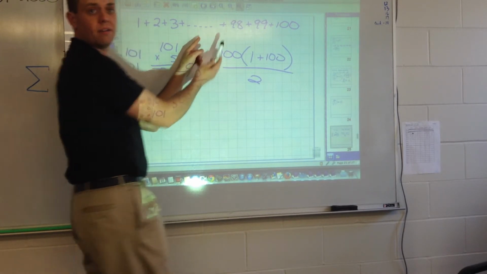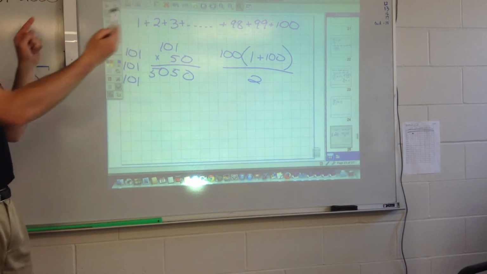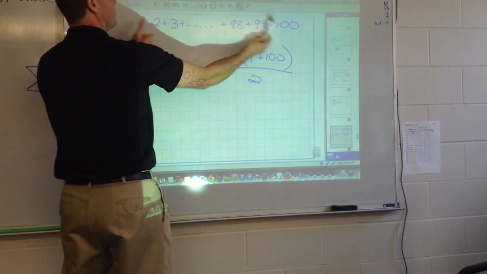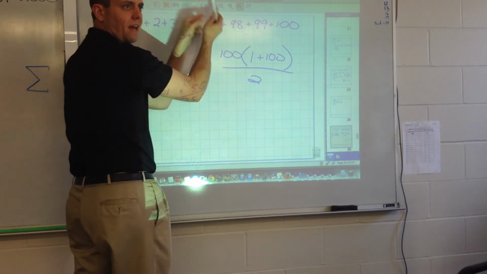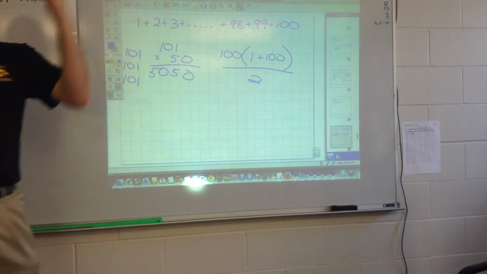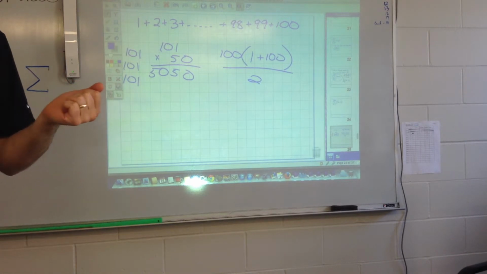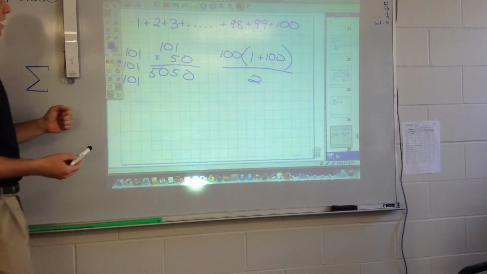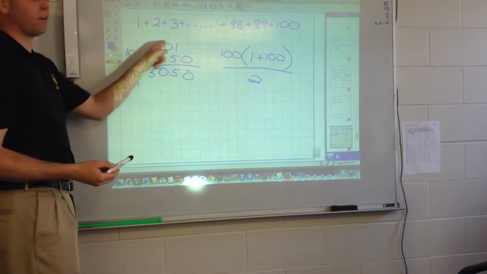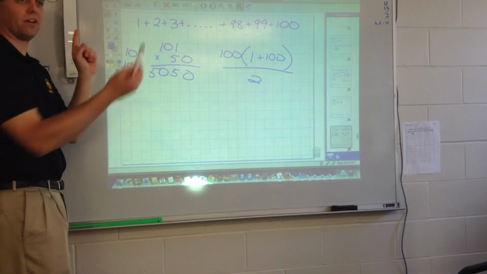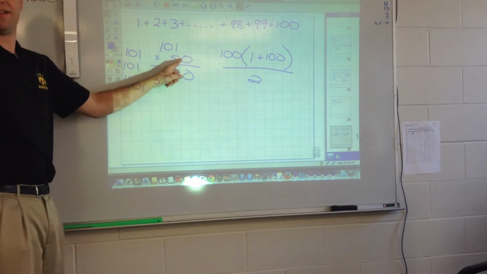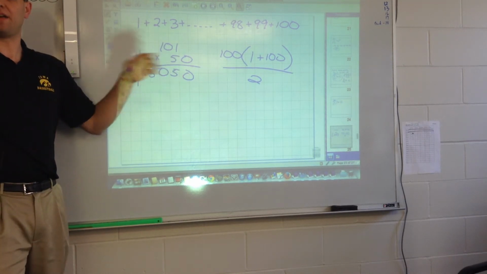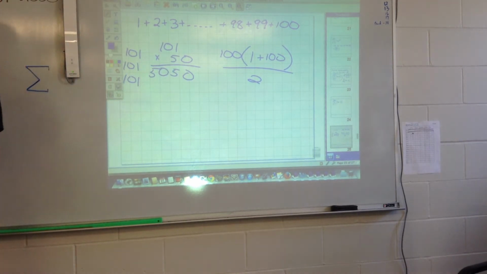50 and 51 will be the last 2. So 1 plus 100, 2 plus 99, 3 plus 98, 4 plus 97, 5 plus 96, 50 plus 51. All of those add up to 101, right? And how many sets of 101 will I have if the very last set of numbers I'm adding together are 50 and 51? 50 of them. I'll have 50 sets of 101 that I'm adding together.